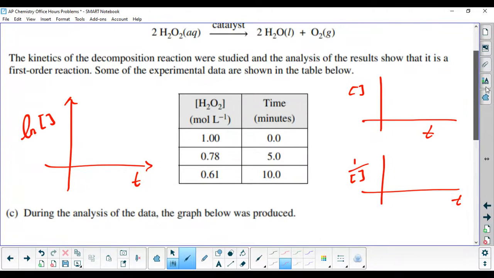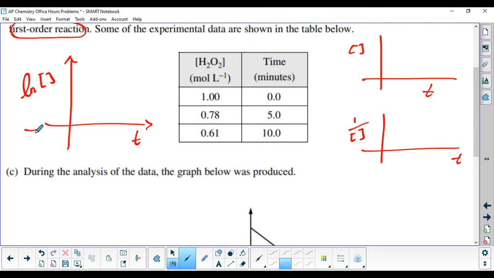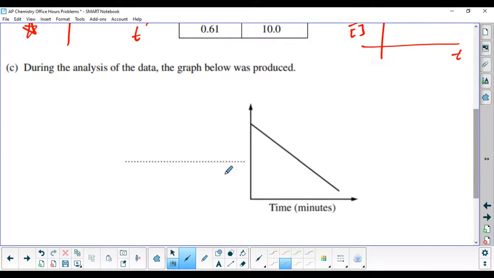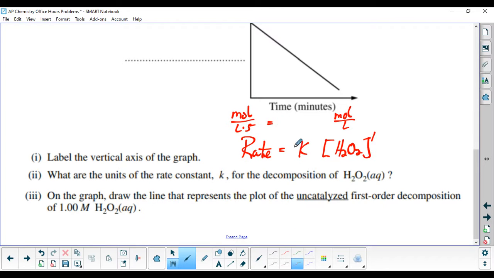Well, the problem tells you it's a first order reaction, and if it's a first order reaction, we would have this relationship right here. So you should have said natural log of concentration on your y-axis. What are the units for the rate constant K? Well, if it's a first order reaction, we're going to go back to this. Rate equals K times my concentration of H2O2 to the first power. Well, this will be in moles per liter. I want to end up with moles per liter times seconds over here. So my K value has to be, well, we already have moles per liter. We just want 1 over seconds. And that'll always be your K value for a first order reaction if it's an overall first order reaction.